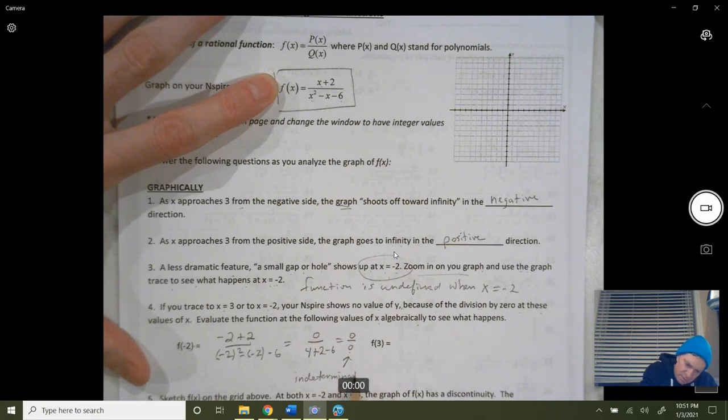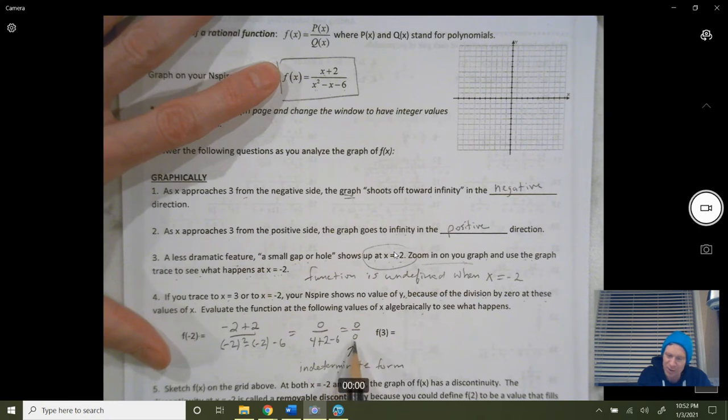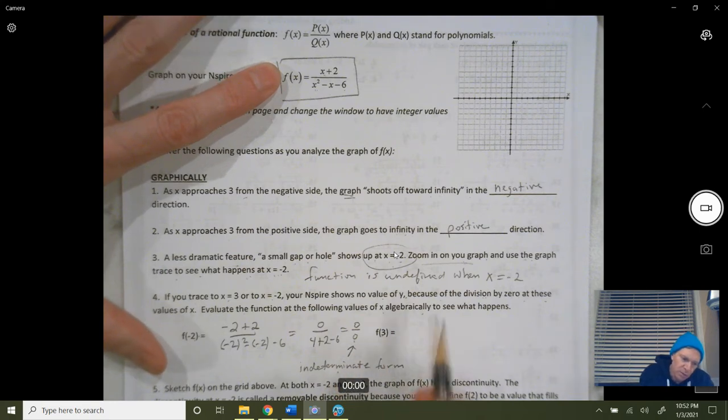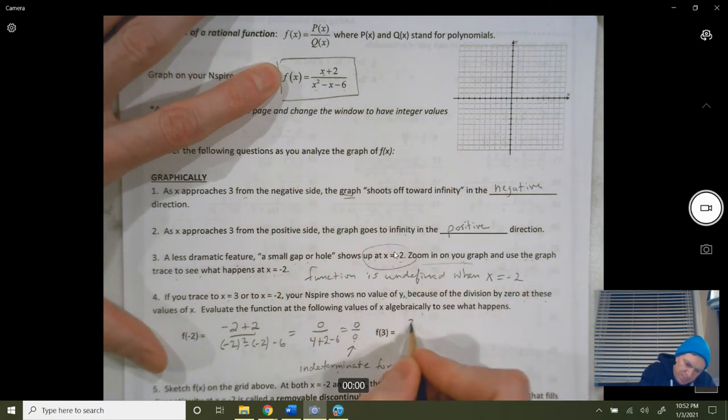Indeterminate form. Okay, it's undetermined what that value is going to be, but we know it's undefined because you can never divide by 0. Okay, let's plug in 3 into our function. So we're going to plug in the 3 up here, 3 plus 2 on the top. On the bottom, we get 3 squared, which is 9, minus 3 minus 6. We're going to get 5 over 0.